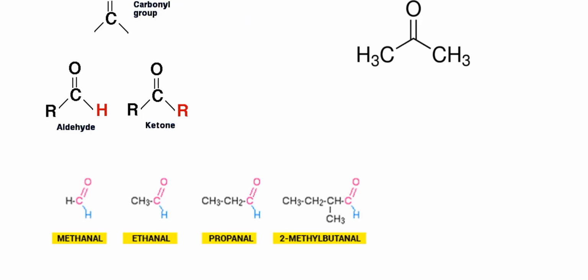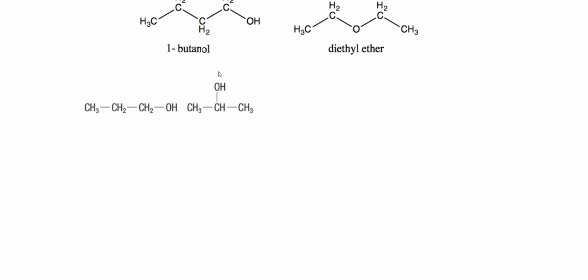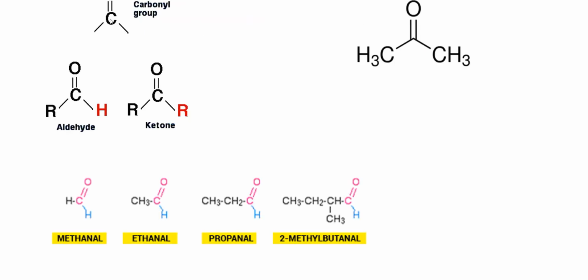Okay, here we have the carbonyl group that is made by a carbon with a double bond with oxygen. If on one side of this chain you have a hydrogen and on the other a group of carbon, you are in front of an aldehyde. But if on both sides of the carbon double-bonded to the oxygen you have carbon, you are in front of a ketone.